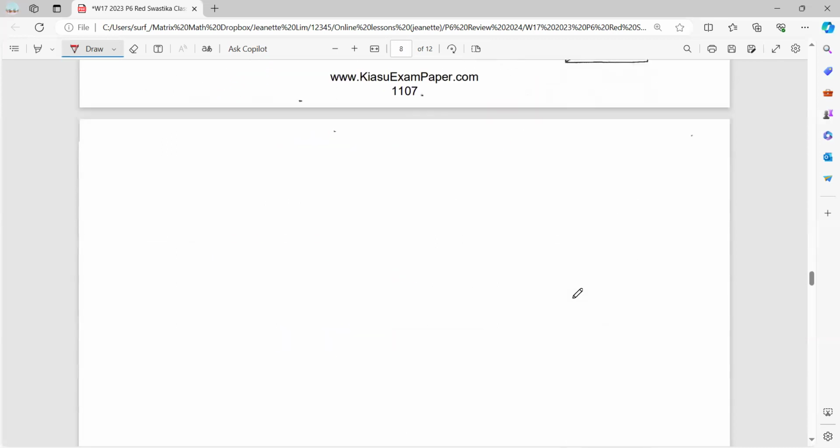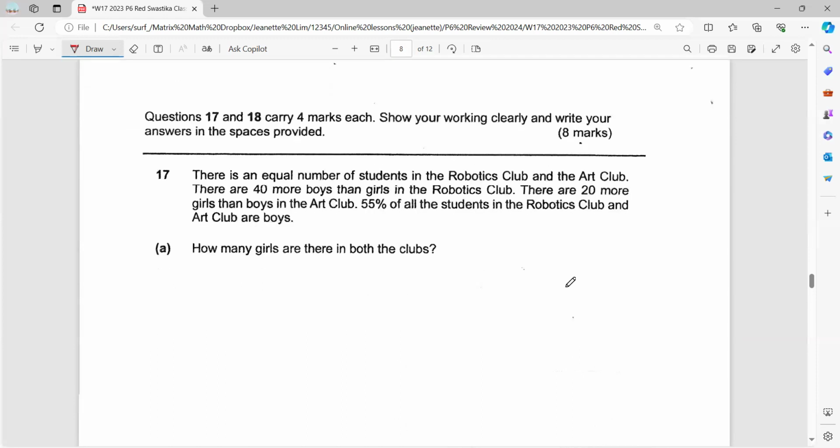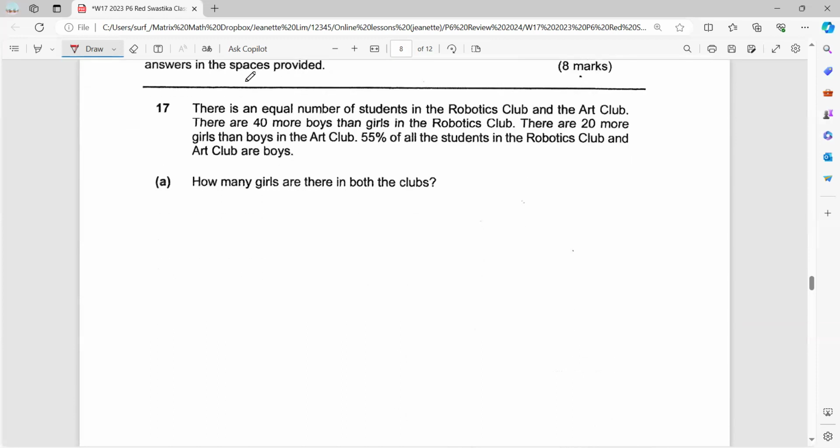Next, question 17. There is an equal number of students in the robotics club and the art club. There are 40 more boys than girls in the robotics club. There are 20 more girls than boys in the art club. 55% of all the students in the robotics club and art club are boys. How many girls are there in both the clubs?